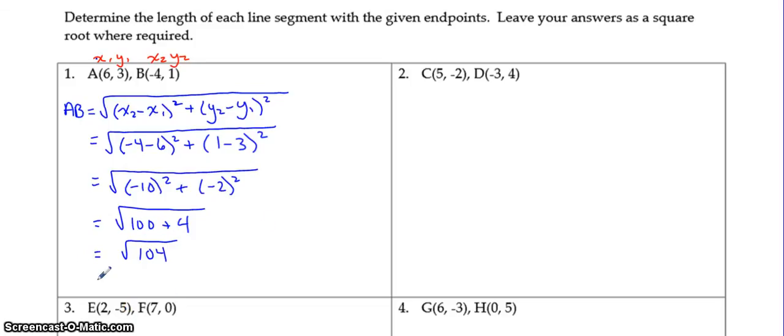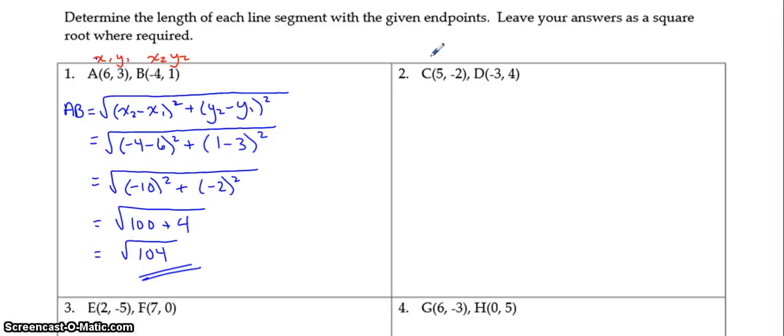And typically you would leave your answers as a square root. So you would just leave your answer like that. Sometimes the question will ask you to round to 1 or 2 decimal places, in which case you would use your calculator to figure out the square root of 104. But unless asked, you're just going to leave your answer as a square root. So let's look at example 2.